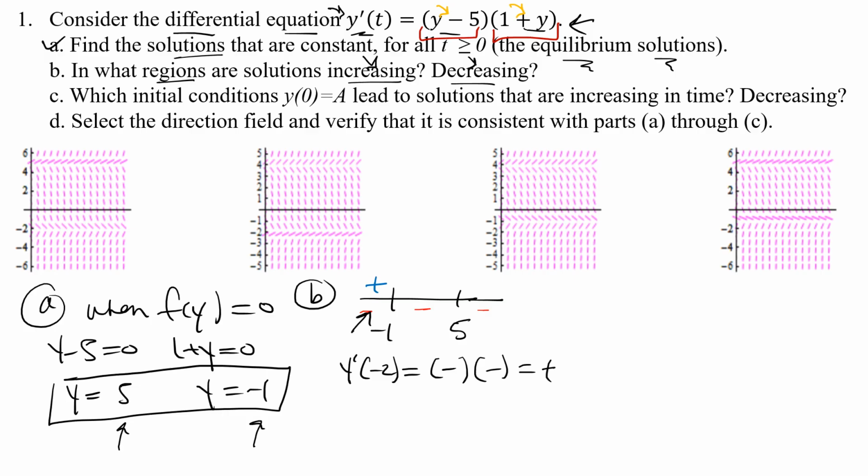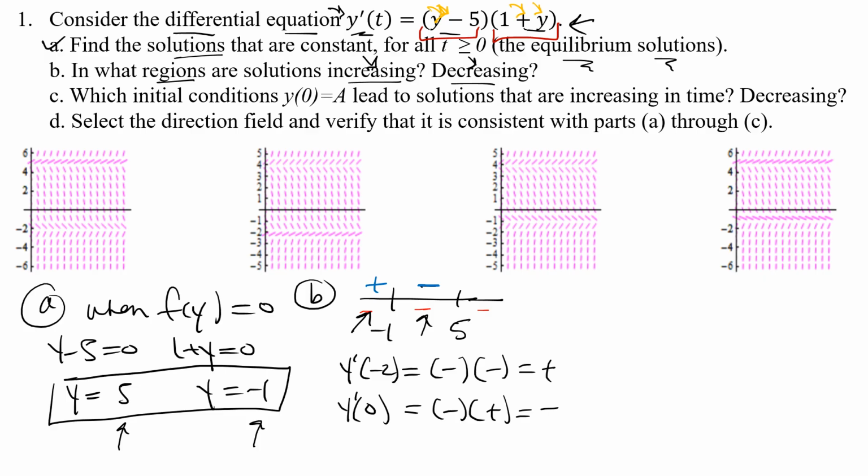Now let's plug in something in between these 2 points. Let's suppose we just pick 0. We do the same thing we were just doing before. If I plug in 0 here, that's going to give me a negative number. If I plug in 0 here, that's going to give me a positive number. Negative times positive is going to be negative. So in between here, I am getting a negative number, and my region is decreasing.